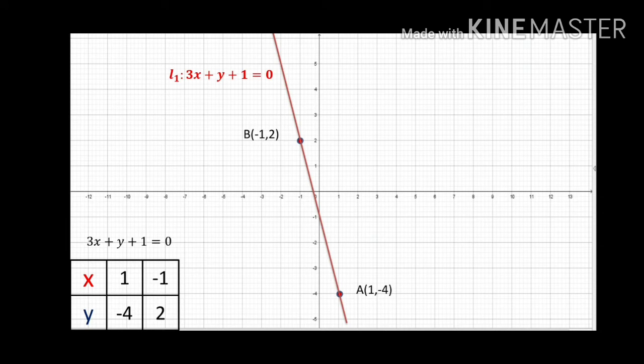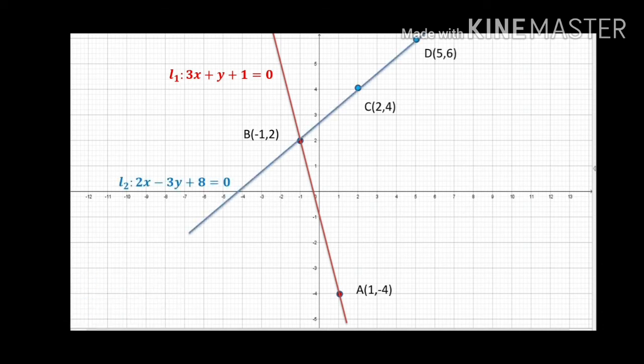So this is the first line, 3x plus y plus 1 equals 0. Now this is the second equation, 2x minus 3y plus 8, the points are 2, 4 and 5, 6. Now we will draw another line. Now we see here that this is the second line. These two lines meet at this point of intersection. So that is the point of intersection, minus 1, 2.